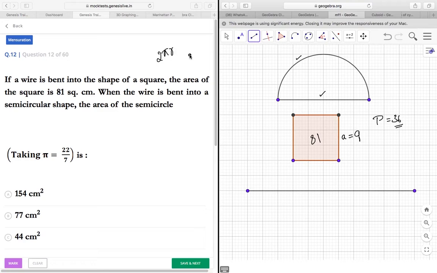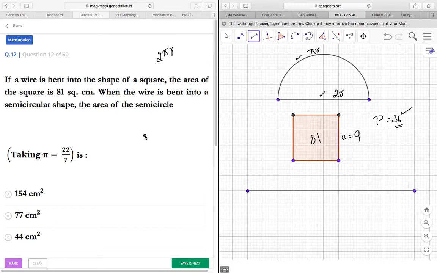2 pi r. Then we are talking about, let's say, this particular part of the semicircle, which is half of this. So this will be pi r, and then I have the diameter, which is 2r. So the sum of these two must be equal to 36. With that I will get the value of r, and once I get the value of r, I can easily get the area of the semicircle. That's the whole logic.